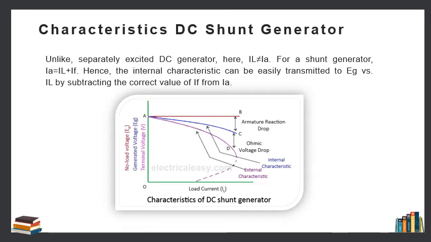The first curve AB denotes the characteristics between the no load voltage and load current. The characteristics AC represent the characteristics between the generated voltage and load current IL. And the third, the AC characteristics is called the internal characteristics, and AD is called the external characteristics, which is plotted between the terminal voltage and the load current.